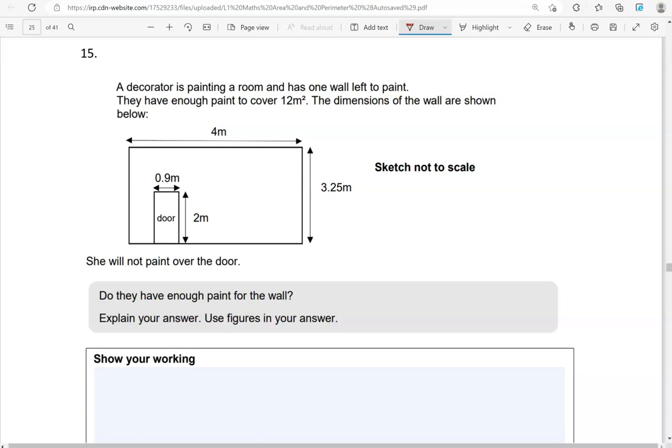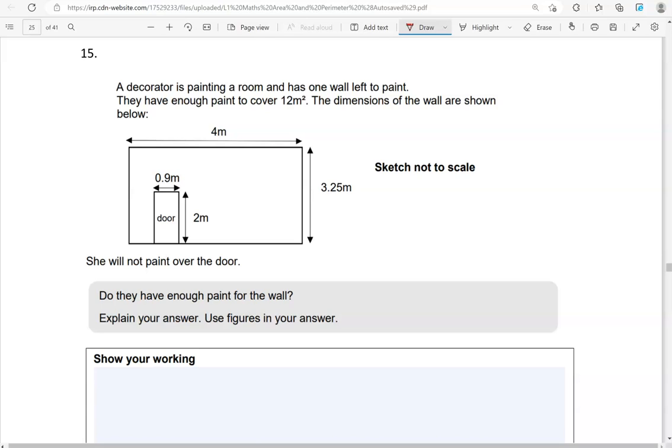A decorator is painting a room and has one wall left to paint. They have enough paint to cover 12 square meters. Dimensions of the wall are shown below. She will not paint over the door. Do they have enough paint for the wall? Explain your answer. Use figures in your answer.